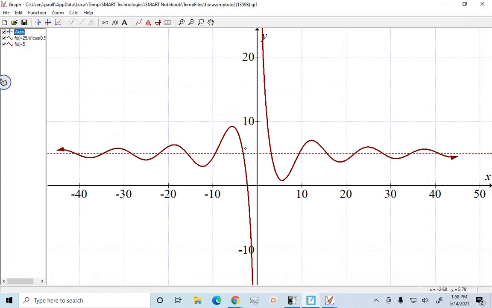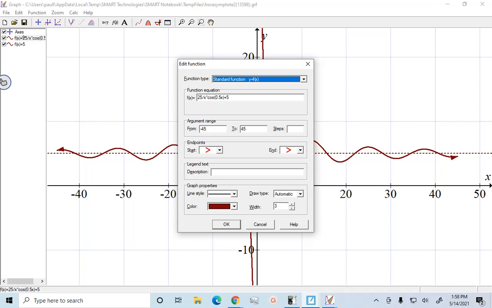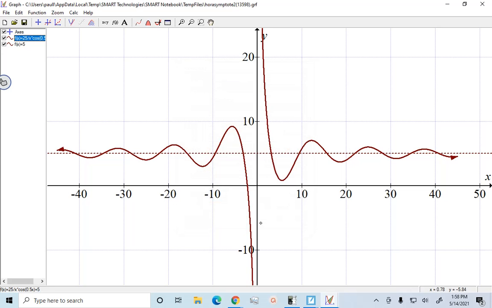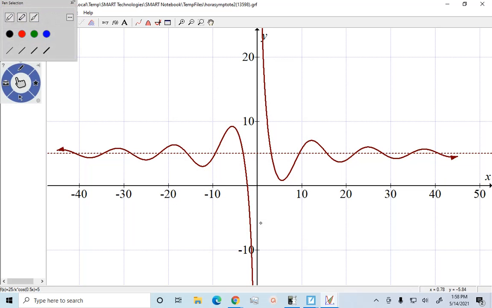Which is this one. This is asymptotic. The equation of this function is 25 over x times cosine of 0.5x, I believe. I just want to check. Plus 5. So there's some other parameter in there. And if you take a look at what's happening to this function, there is an asymptote at y equals 5.